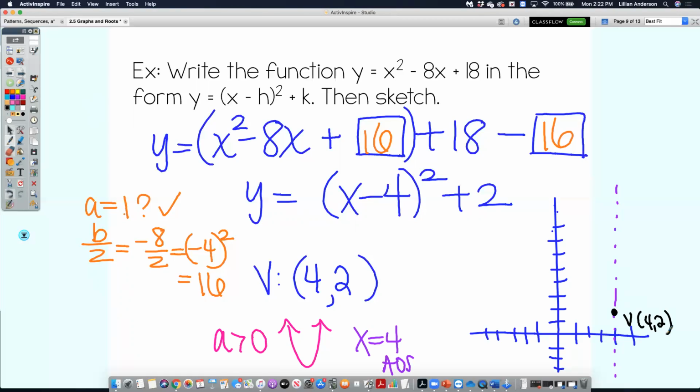And what's the pattern? Up 1, right 1. Up 3, right 1. Up 5, right 1. And so then I can just copy that over. I have a y-intercept at 18, so I bet if I kept going with my pattern, which would be up 7 over 1, I would finally hit 18.